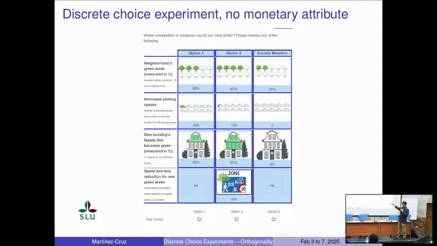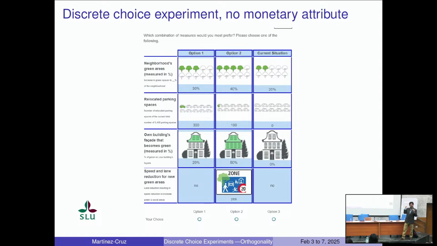So there I am able to say that for each 1% increase in urban green space, this person is willing to give up half of a parking space. That's the marginal effect, the marginal rate of substitution. And that is what I'm going to be talking to you about later on.